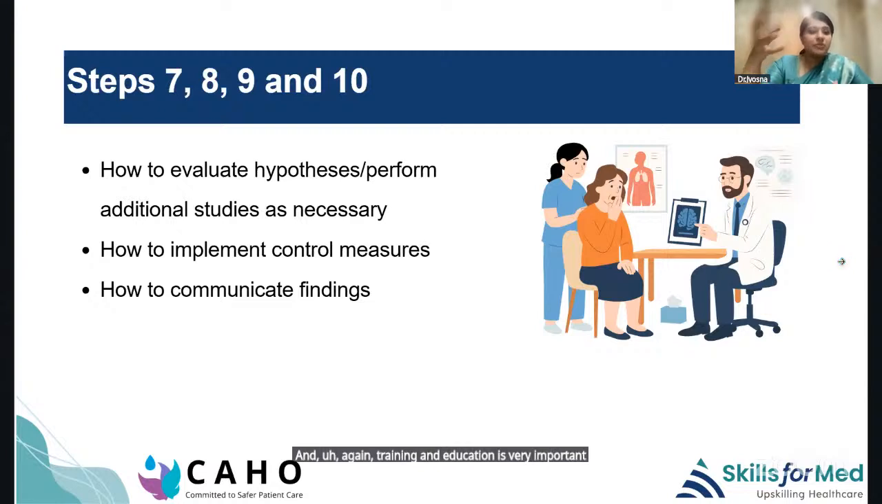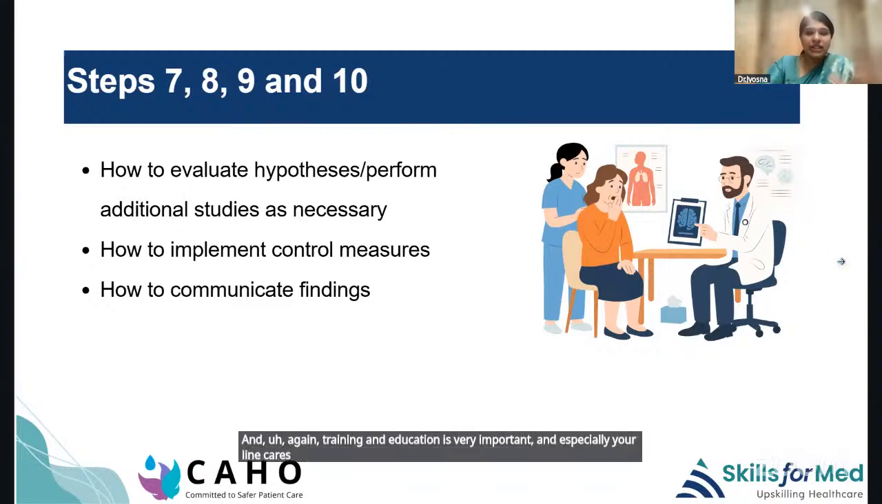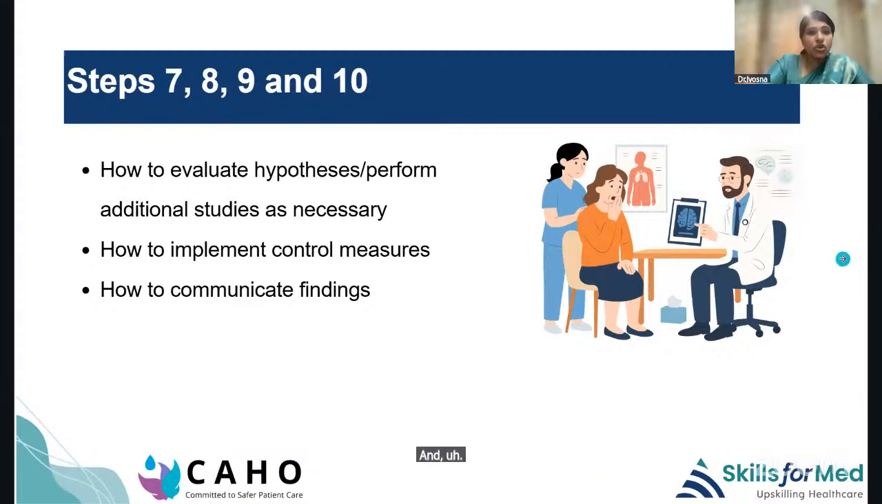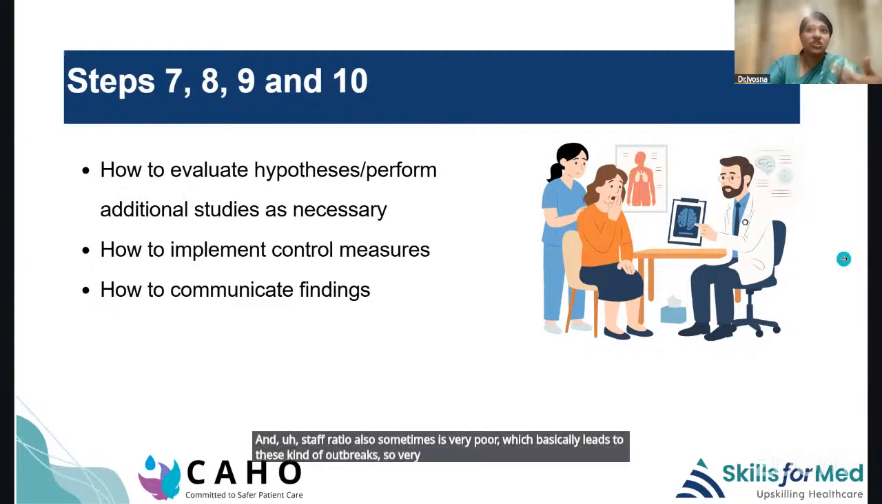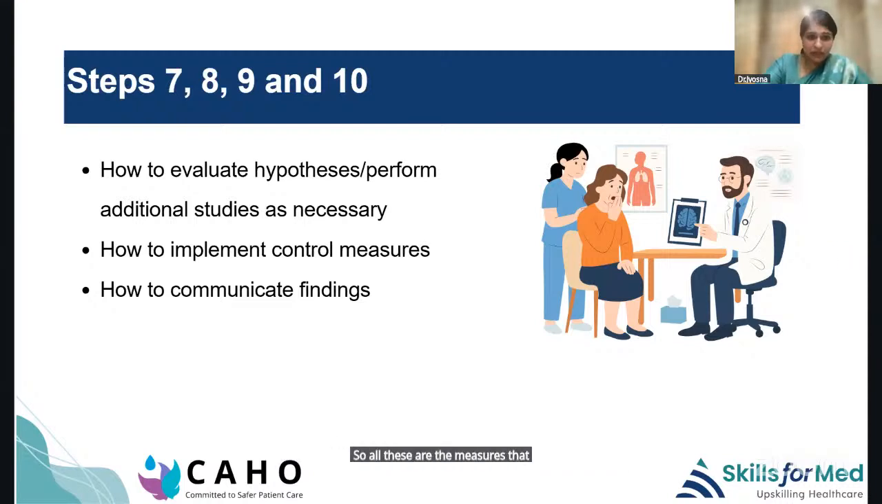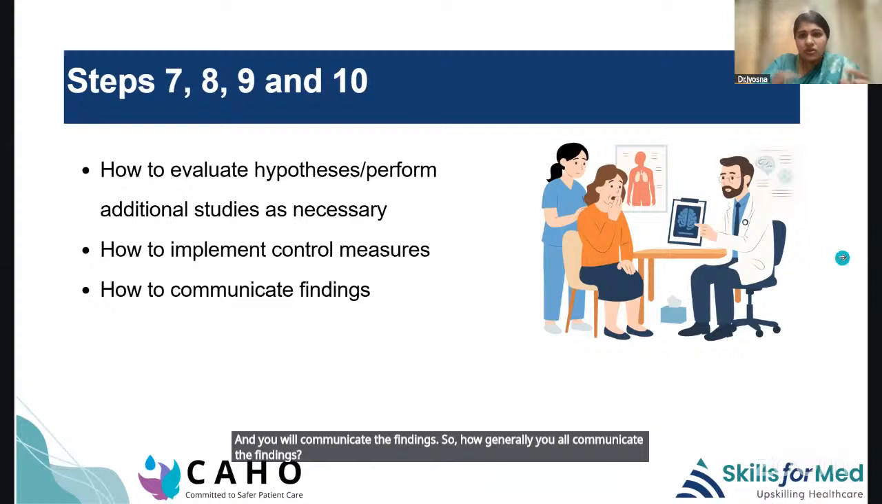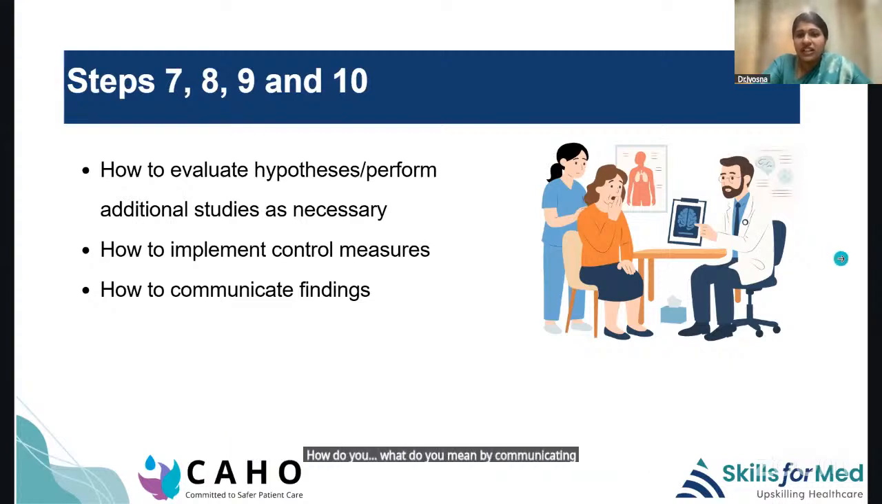Especially your line care. There may be too many lines in the ICU, so you need to really know whether all the line care bundles are in place. And the staff ratio also is sometimes very poor, which leads to these kinds of outbreaks. So verify, talk to your administration and recruit more staff. All these are the measures that you will implement. And you will communicate the findings. So how do you generally communicate the findings? What do you mean by communicating the findings?